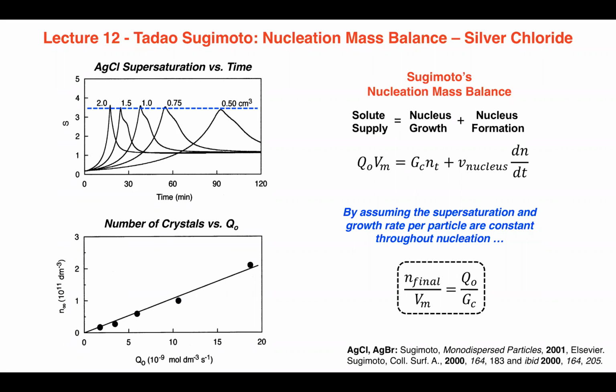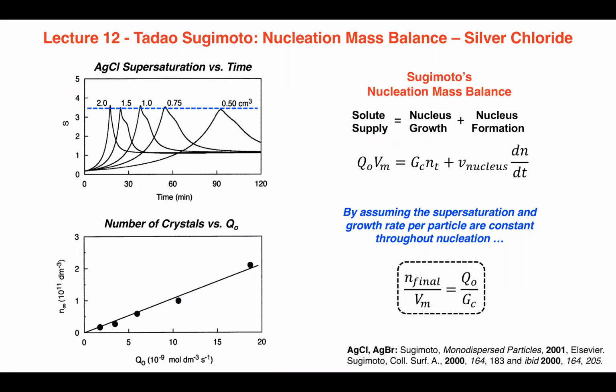Here's our growth expression here. And then here is our nucleus formation. This is the volume of a nucleus. So this is all in volumetric units. And the nucleus formation is a change in the number with time. The growth equation is the number of crystals at any given time times the growth constant per crystal. So you can account for all of the solutes using that very simple equation.